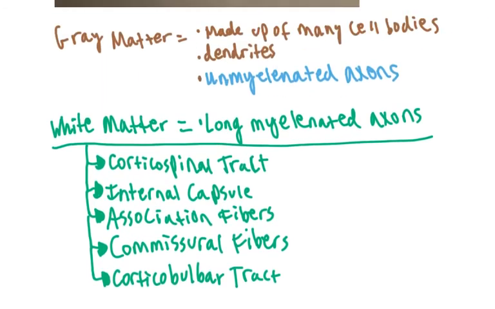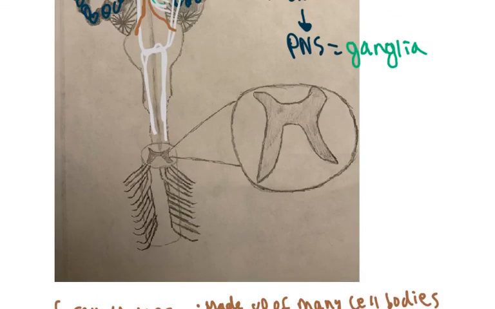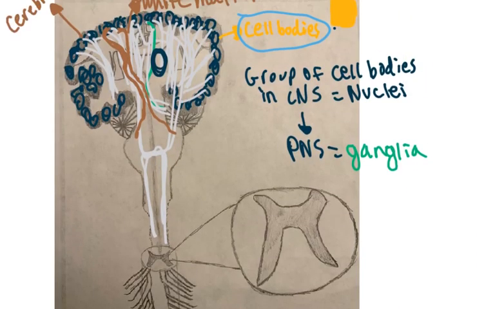All right, so if we go back up here, before we forget, remember that any group or cluster of cell bodies in the central nervous system is going to be called a nuclei, while a group or cluster of cell bodies in the peripheral nervous system is going to be called a ganglia.